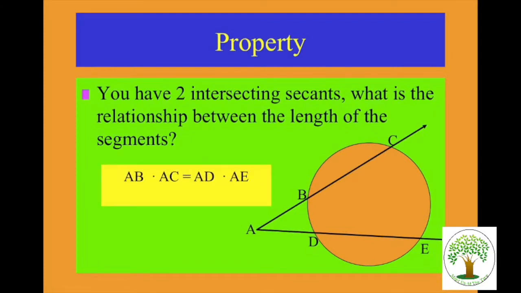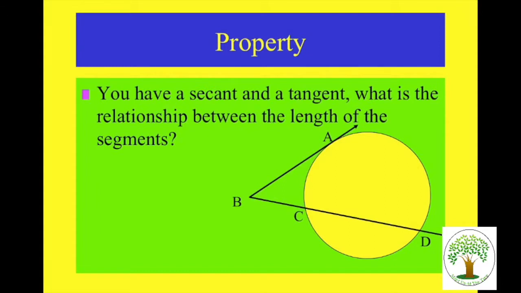You have this piece on the outside, AB. If I multiply it times the whole piece on the outside, AC, that will equal this AD on the outside multiplied by the whole AE. So in summary, it is the outside times the whole will equal the outside times the whole. This is on your Formula Madness also. Let's talk about another one.